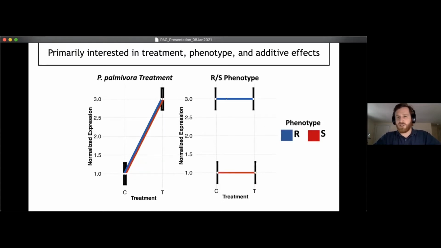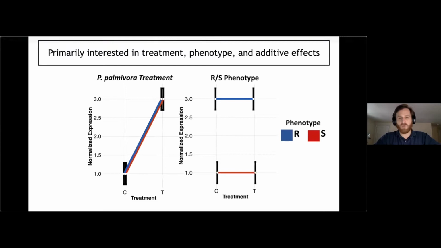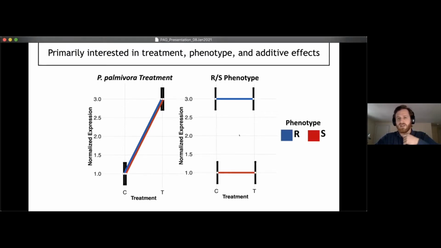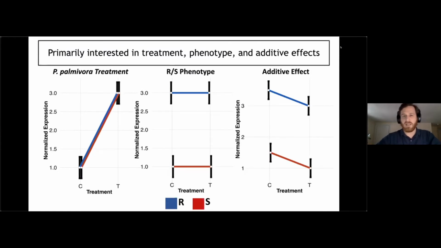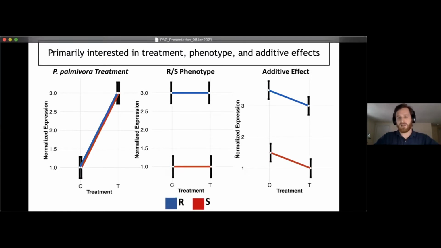We were also interested in genes that are responding to resistant versus susceptible phenotypes. So again, the y-axis is expression, and here we would see a gene with a baseline difference in expression between resistant and susceptible, but no response to control or treatment. And lastly, we were also interested in genes that have an additive effect, which is they have a baseline difference between R versus S, but they are also responding to control and treatment. So that's what we're calling additive.